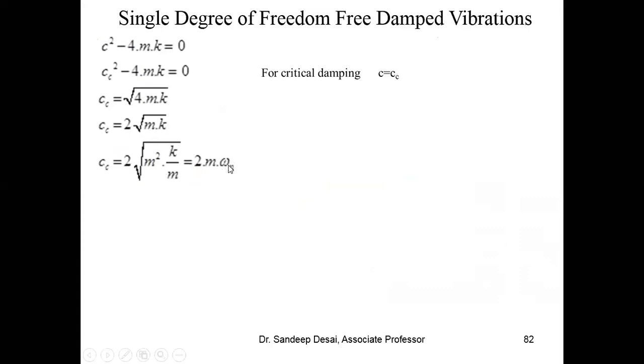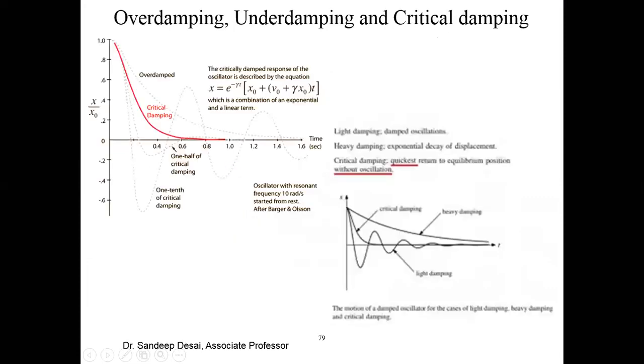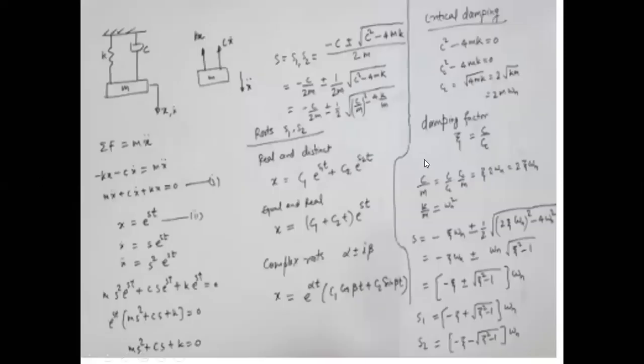Cc is equal to 2m omega n. So Cc by m is equal to 2 into omega n. Cc is equal to 2 into mass into natural frequency in radians per second. So Cc, that is critical damping coefficient, divided by mass is equal to 2 into omega n. We have taken the same here. I will show you on a separate slide so that you will understand immediately.